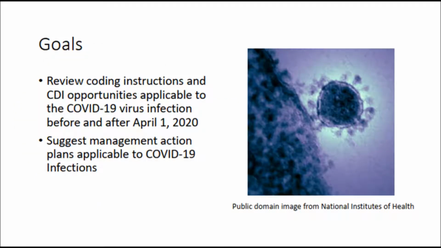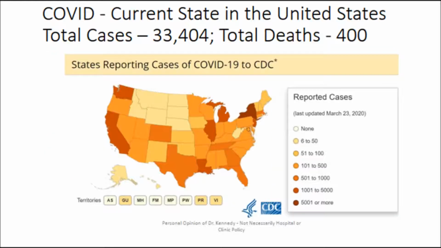Goals: review coding instructions and CDI opportunities applicable to COVID-19 virus infection before and after April 1, 2020. Suggest management action plans applicable to COVID-19 infections. As of March 23, 2020, COVID current state in the United States: total cases of 33,404 and total deaths of 400.